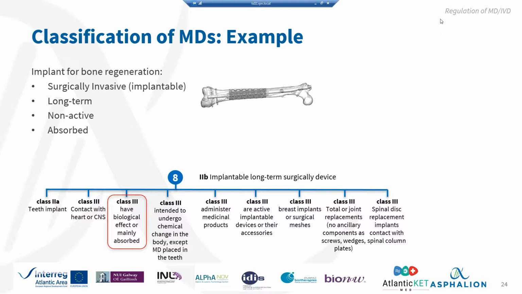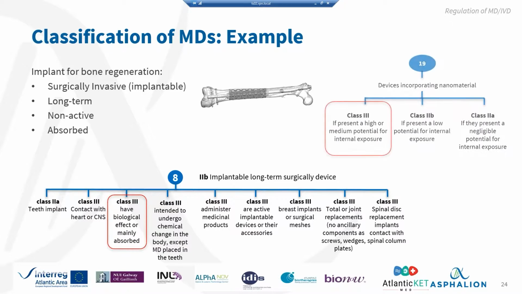On the other hand, let's consider that we incorporate nanomaterials to this device. So we go to rule 19 and we see that devices that incorporate nanomaterials are considered class 3 if they present a high or medium potential for internal exposure. So all in all, if we consider these two rules, we would obtain a class 3 medical device. It doesn't change the classification. It's not up-classified because both rules lead to a class 3 device.